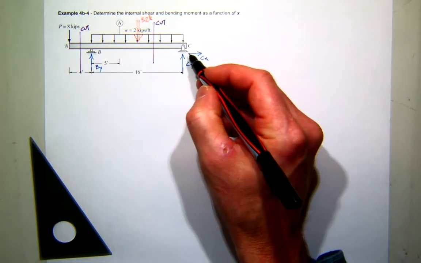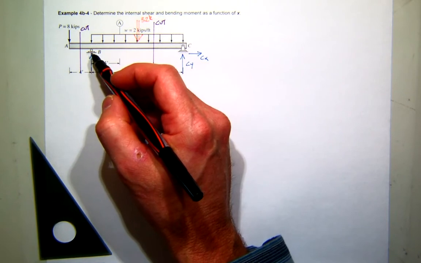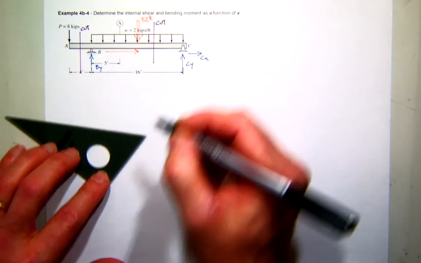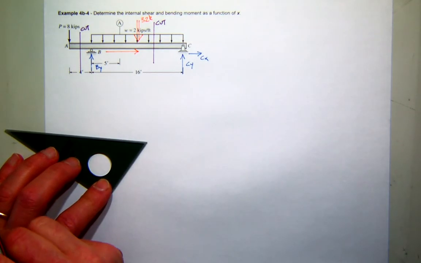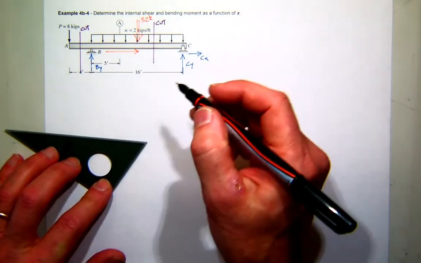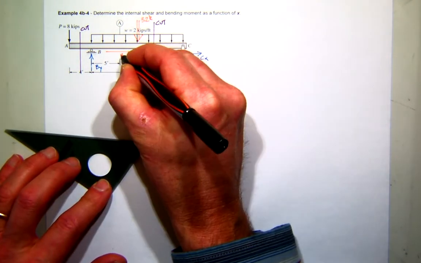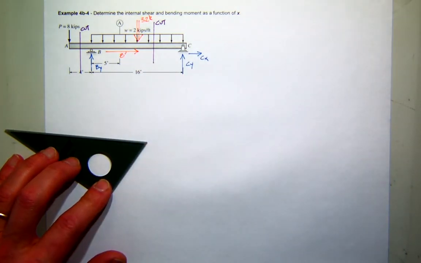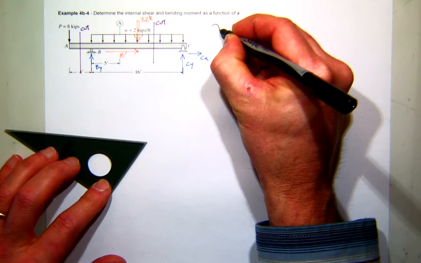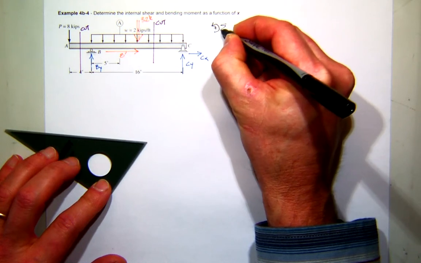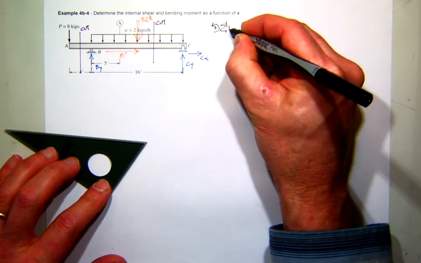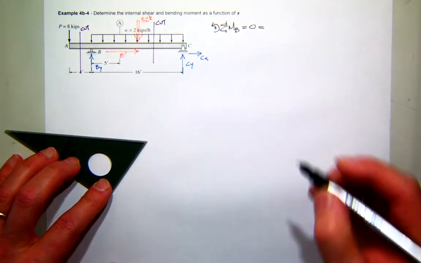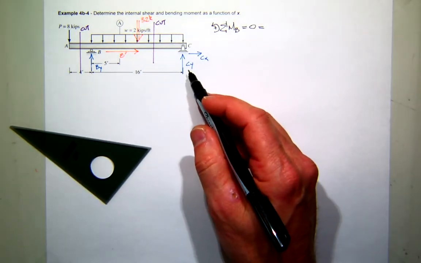Now I'm going to want CY, so I'm going to sum my moments about B. So I'm going to want this distance. What's that distance from B to the centroid? Should be 8 feet, right? Half the distance. So now when I sum moments about B, make sure my free body is in equilibrium, I should be able to find CY.